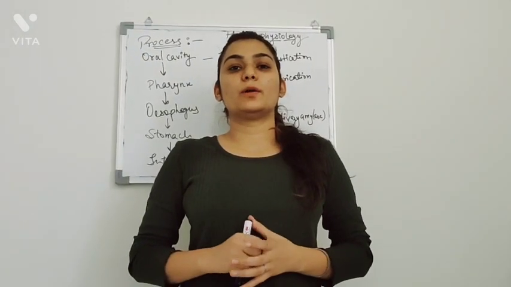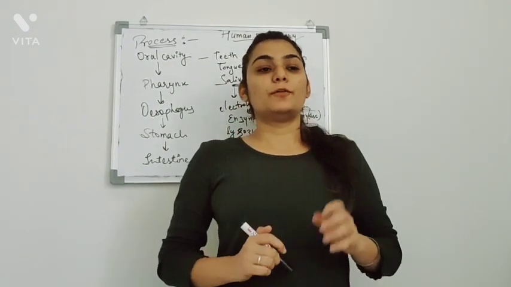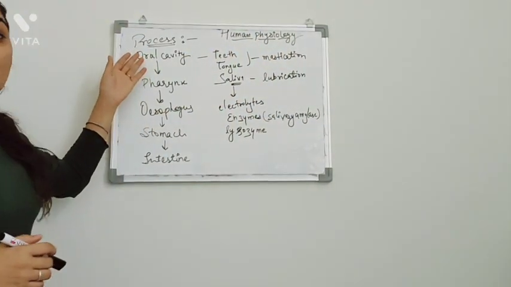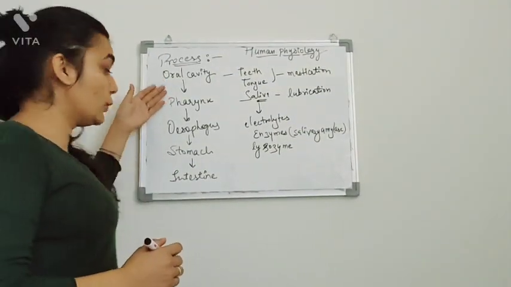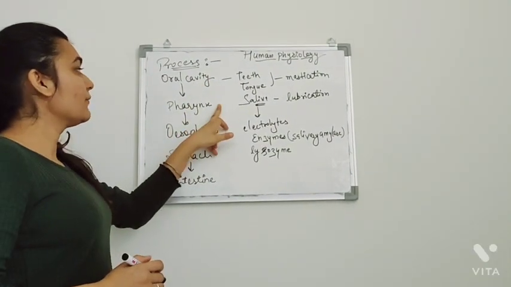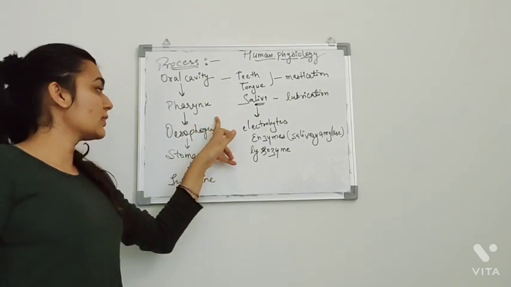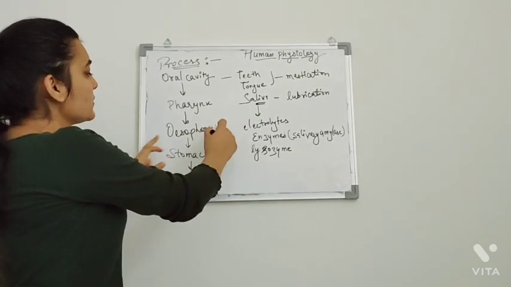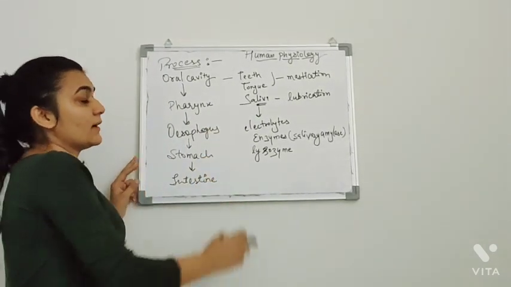Now we are discussing the process of digestion. Firstly, food enters into our oral cavity. We are discussing this flow chart: first it enters the oral cavity. After that it enters the pharynx and then the esophagus. After the esophagus it enters the stomach and the intestine.